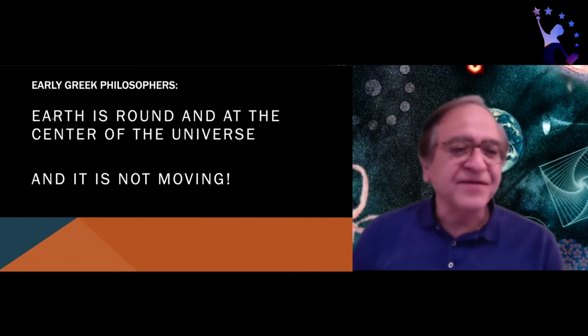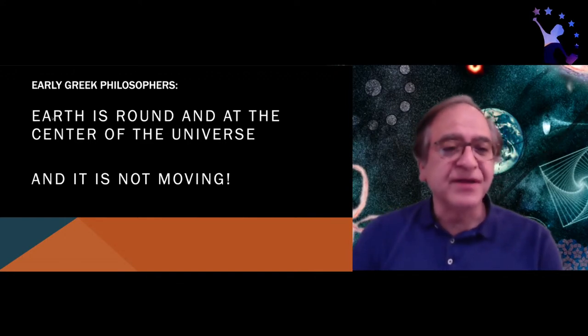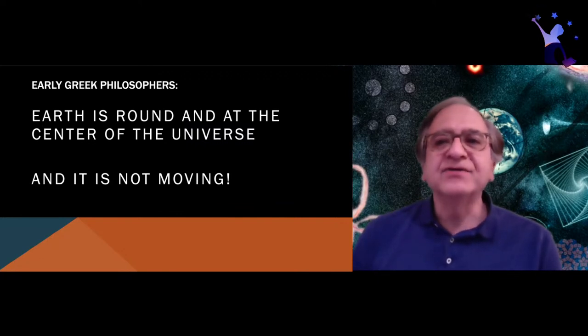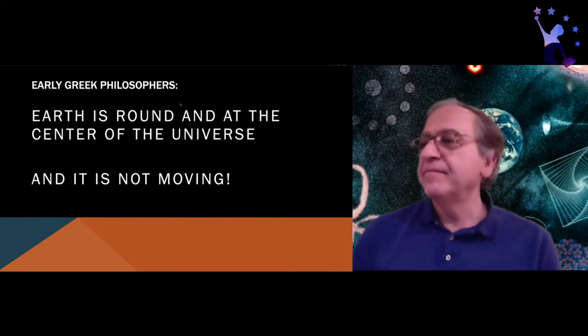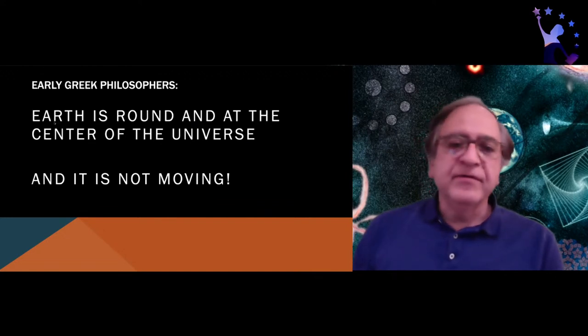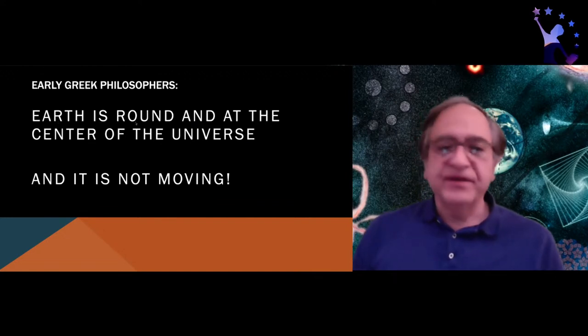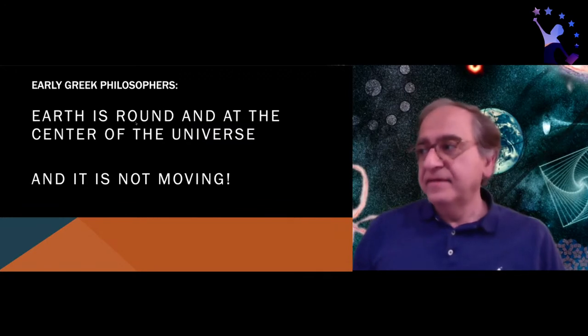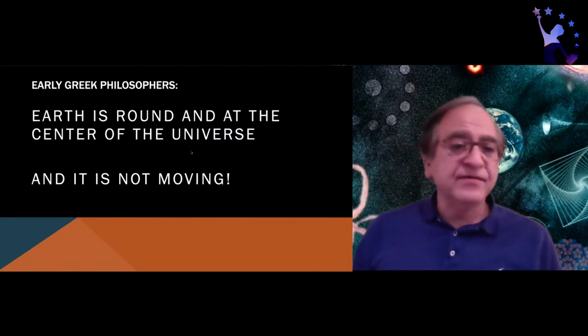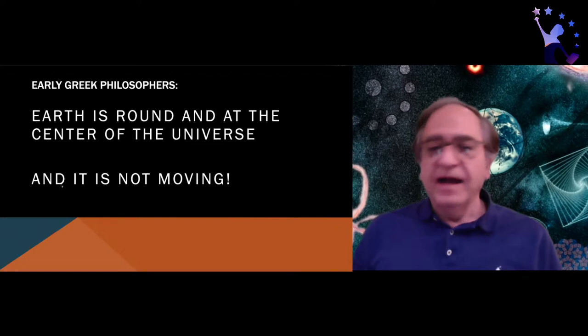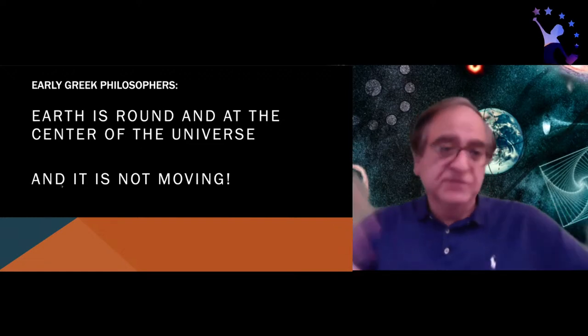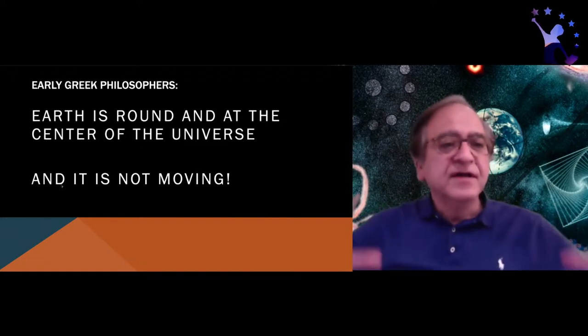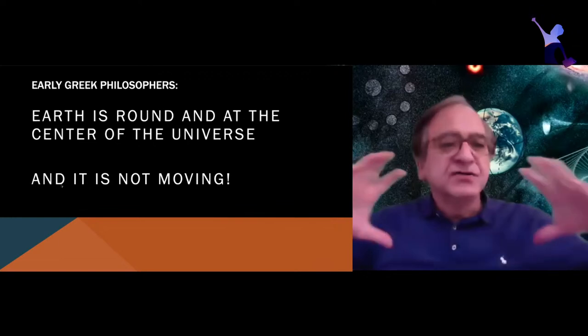Now, actually, Greek philosophers had understood the importance of symmetry breaking. So let me try to explain how they had understood that this is an important concept. First of all, they were very smart. They had already discovered that the Earth is round, and they thought that the Earth is at the center of the universe. And they thought it's not moving. Because they looked around and nothing seemed to move.